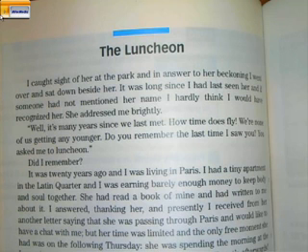Do you remember the last time I saw you? You asked me to luncheon. Did I remember? It was 20 years ago, and I was living in Paris. I had a tiny apartment in the Latin Quarter, and I was earning barely enough money to keep body and soul together. So you see, to keep body and soul together. Very beautiful language. It means that I barely found money to live, to continue living. If you keep body and soul together, it means you are surviving, you are trying to live.